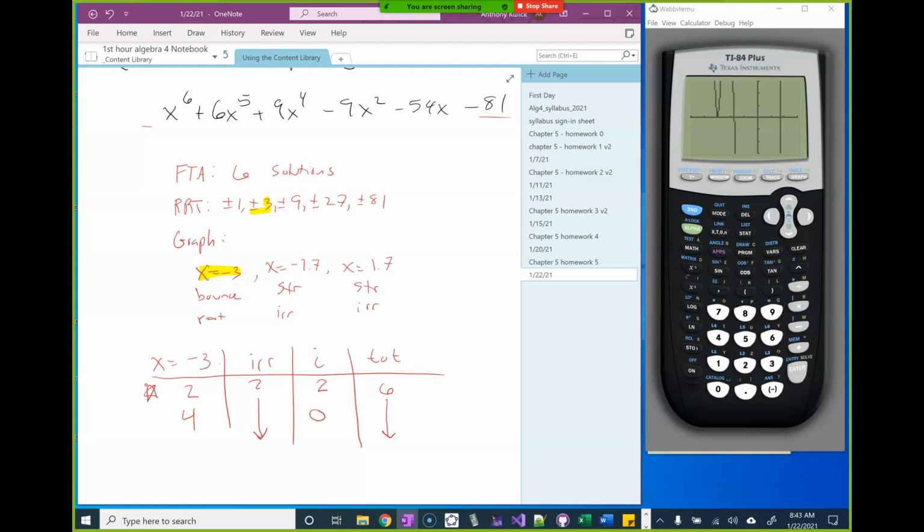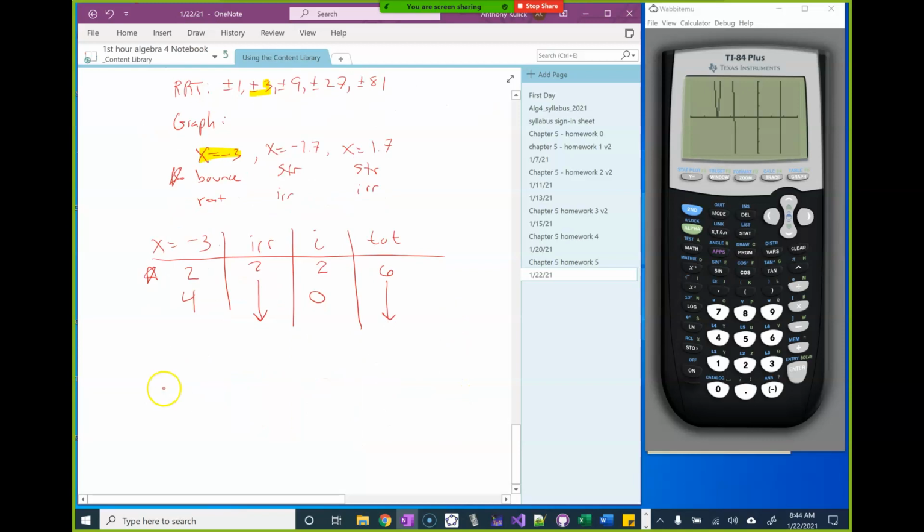Okay, so let's start our synthetic division now. So -3. I want to point out to you, when we looked at this polynomial, did anybody notice anything special about this polynomial? Yes, very good. So we have to make sure we put a 0 there in between the x to the fourth and the x squared. That's very good. Nice job observing. It's easy to forget about that. Okay. So let's factor.